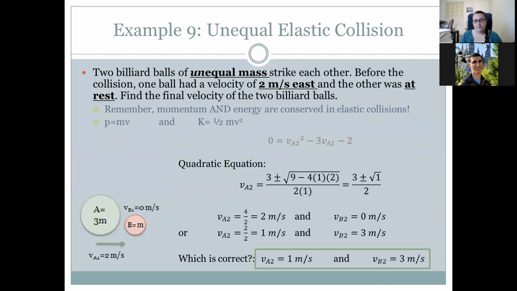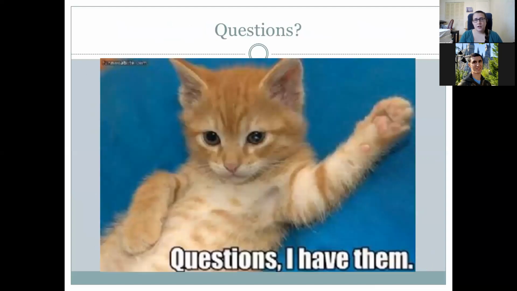Okay. Well, I'm not seeing any other questions about this example in particular. So do you guys have any questions about any of the examples that we've done today? We will be doing a couple more examples tomorrow. So what happens when we have collisions on angles, not just in our X direction? We'll do some of those examples. We'll do examples of explosions tomorrow. We'll do examples of more than two objects in one of these.